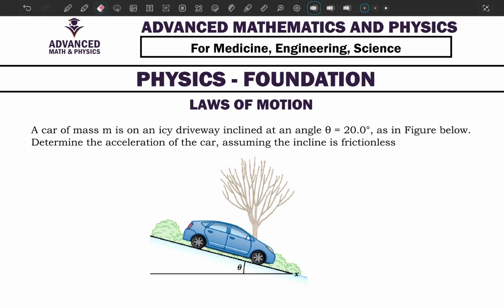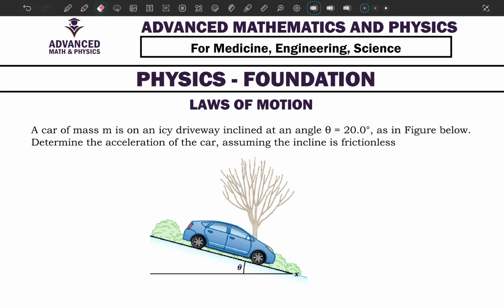Welcome to this video. Under Physics Foundation, we have another question on laws of motion. The question says, a car of mass m is on an icy driveway inclined at an angle of 20 degrees, as in the figure below. Determine the acceleration of the car, assuming the incline is frictionless. It's frictionless, meaning there's no friction present.